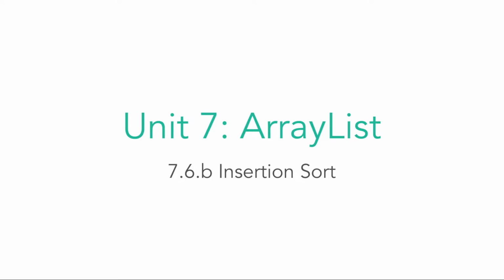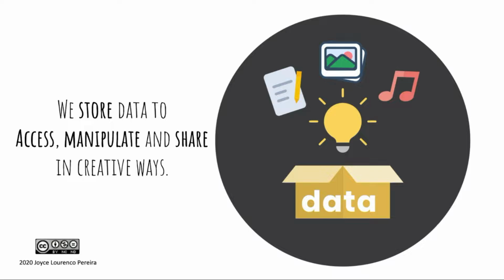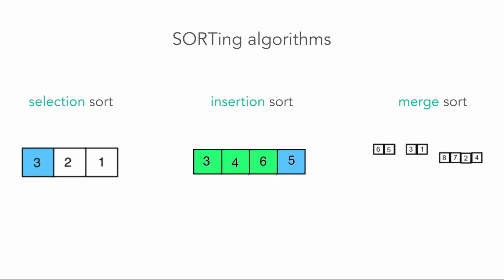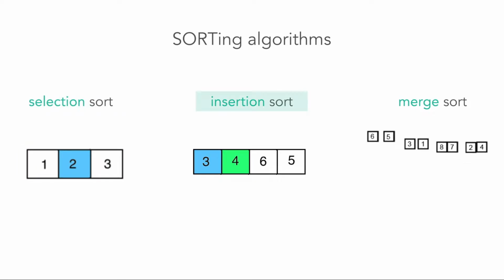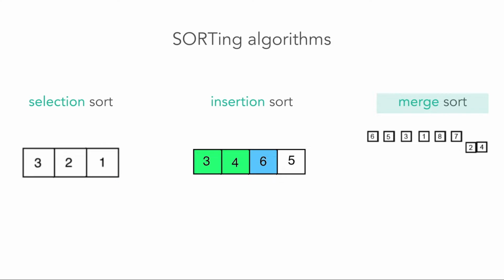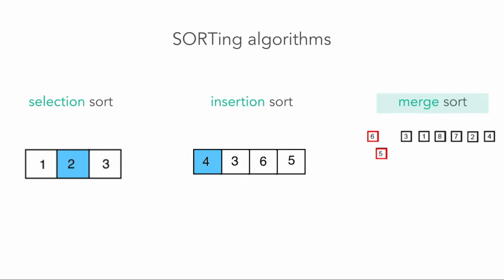Unit 7 Array List, Topic 7.6 Sort. In this lesson, we will continue our discussion on how to store elements in an organized manner. As previously mentioned, when data is disorganized, it can be very hard to find or search for values easily. Remember, there are 3 sorting algorithms you need to be familiar with: selection sort, insertion sort, and merge sort. We will cover merge sort in Unit 10.